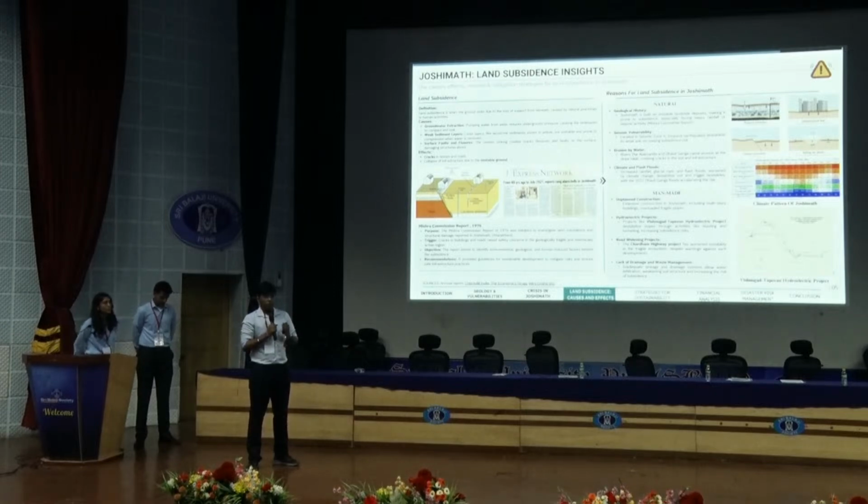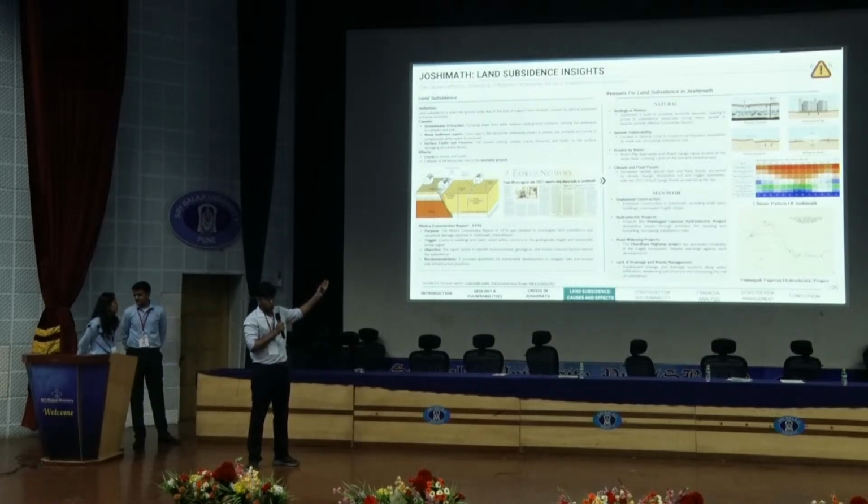What recommendations, and what factors caused this land subsidence? Let's discuss that. We have already known the natural occurrences, which are the seismic zone 5, the climate, flash floods, and erosion because of the confluence of the two rivers.